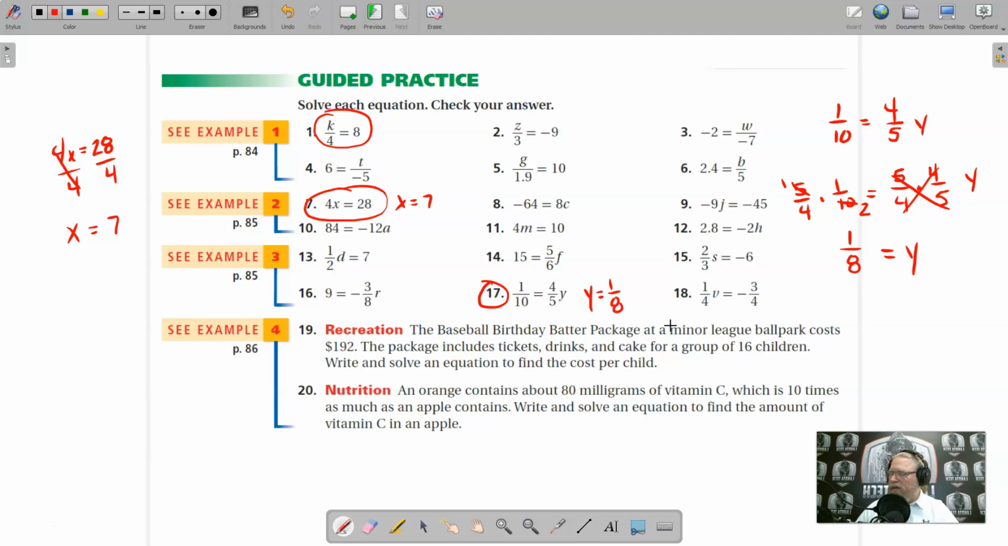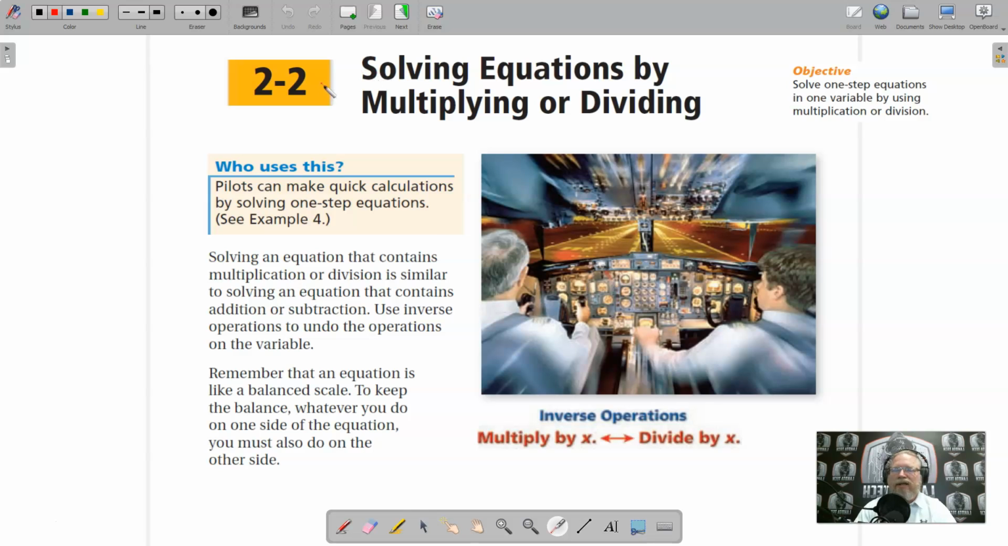All right. So that completes my presentation for Algebra 1, Chapter 2, Lesson 2, Solving Equations by Multiplying and Dividing.